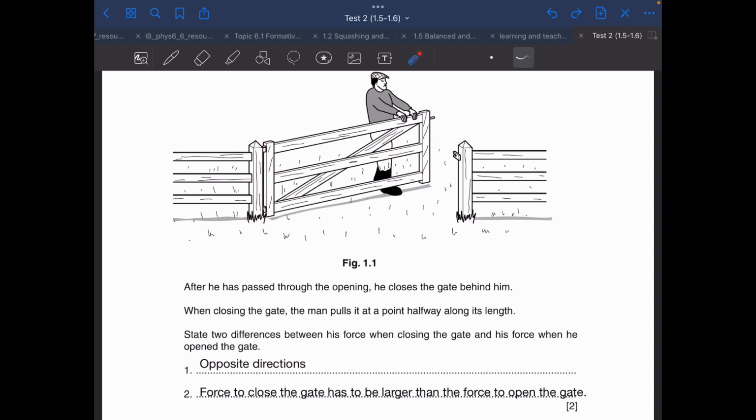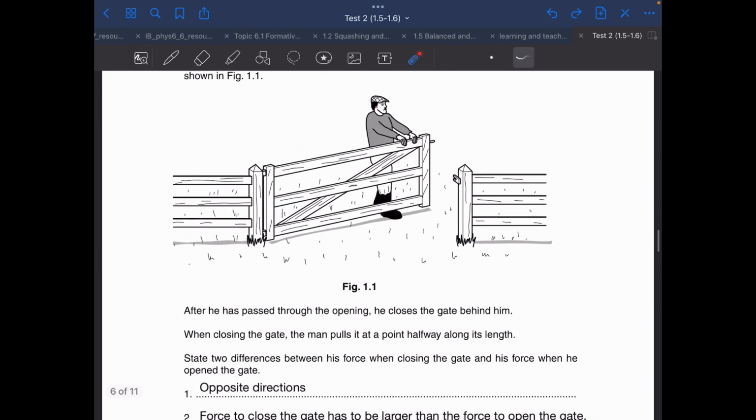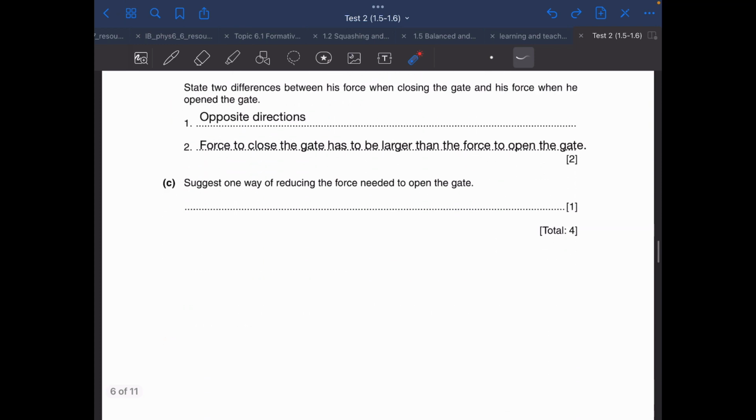Another possibility would be to add some oil to the hinge because the hinge is stiff. By adding oil, the friction in the hinge would be reduced. Another possibility would be to use a new hinge, and replace this hinge with a new hinge. It's only one mark. So in summary, apply the force further from the hinge, grease the hinge by adding oil to it, or buy new hinges and replace them.